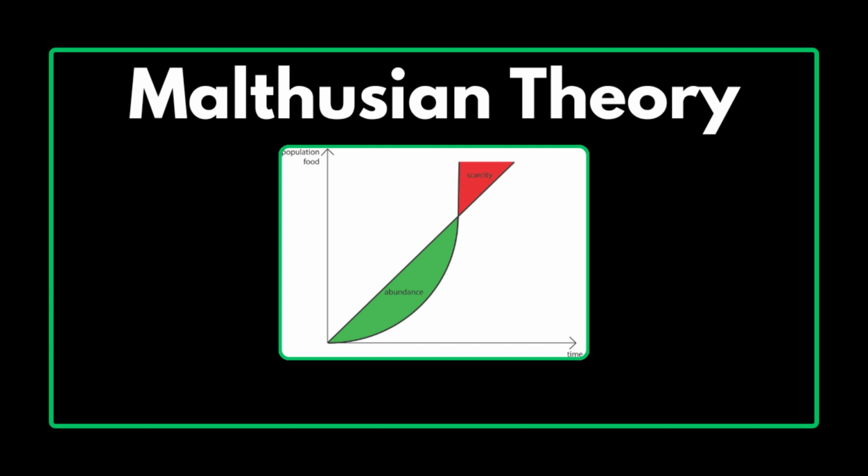New farming techniques, improved seeds, chemical fertilizers, and machinery allowed farmers to produce much more food from the same amount of land. These advancements greatly increased food production and helped prevent the widespread famines that Malthus had predicted.